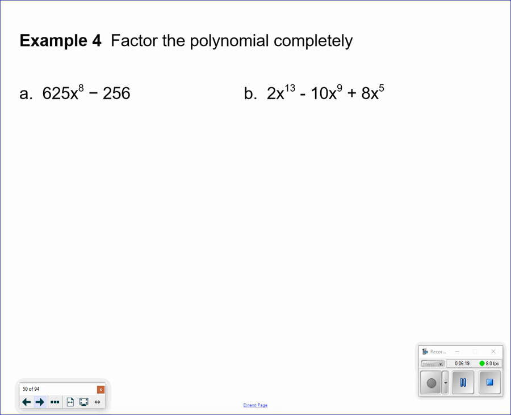Factor each polynomial completely. So I see this as being something that I'm looking for. Sorry, I'm being interrupted here by a bell.